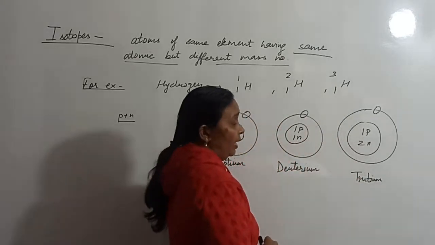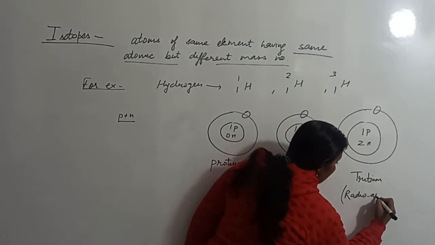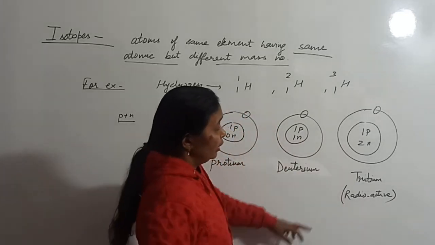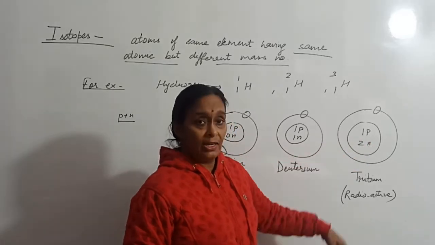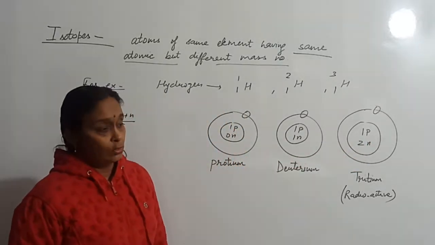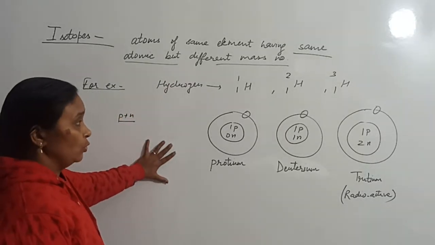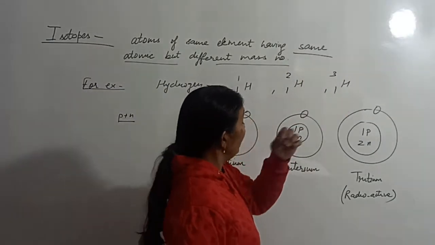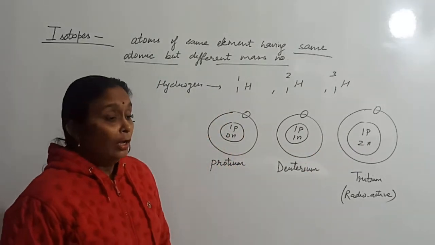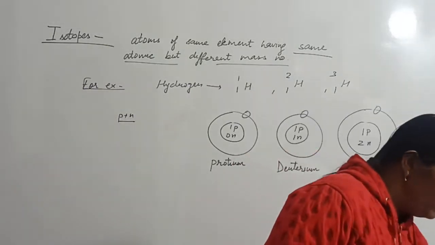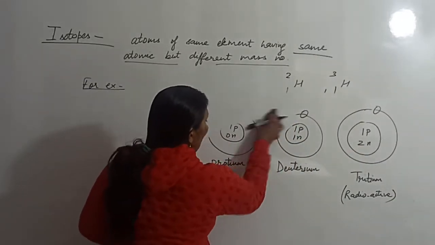This third isotope of hydrogen is radioactive in nature. Because of the extra neutrons, it keeps giving out some radiations, and that's why it is also known as a radioisotope. Tritium is a radioactive substance. So these are the isotopes of hydrogen, similar atomic number but different mass number. Why is the mass number different? Because of the different number of neutrons. Now the next example of isotopes, we can take the example of carbon. Carbon also has 3 isotopes.